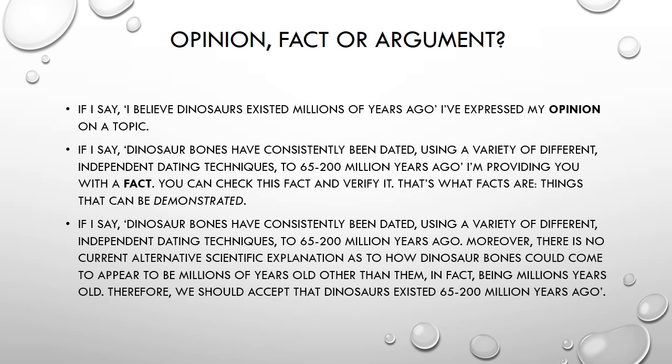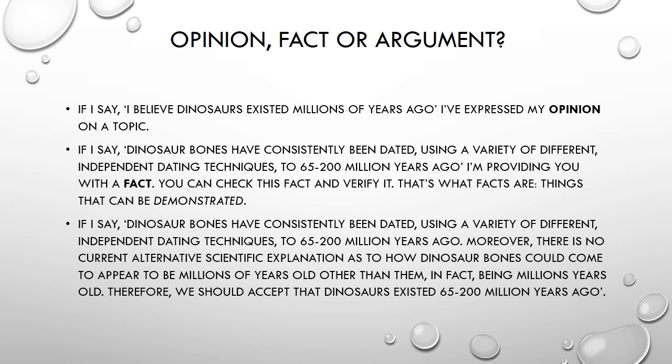This is the argument form then, or at the very least this is something like an argument. So I'm going to construct an argument based on that fact that dinosaur bones have consistently been dated using a variety of different independent dating techniques to 65 million years ago. So I'm just starting with the same fact. Scientists have used lots of different dating methods that all intersect on these dates. It's not just one, there's several, and they all come up with this idea. I'm not a scientist, but it's just an example. So that fact that they've been dated independently with different methods to many millions of years ago.